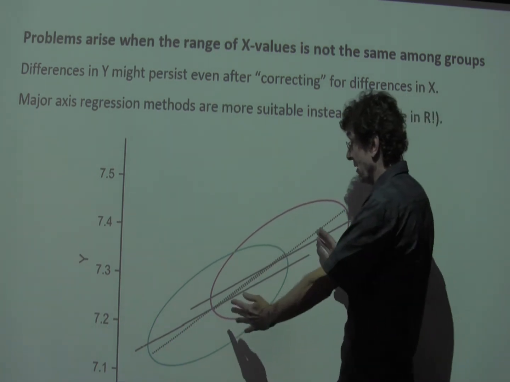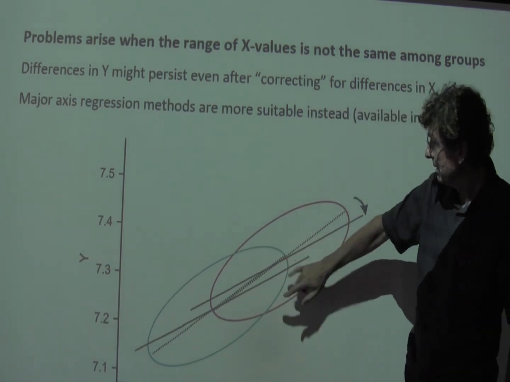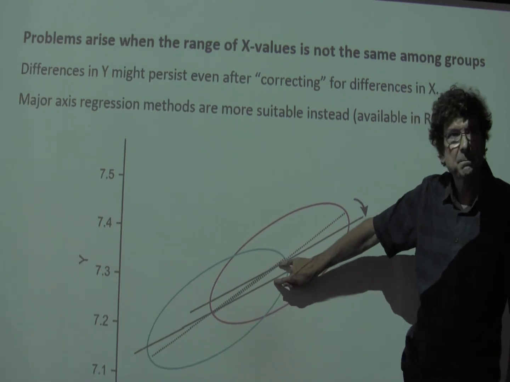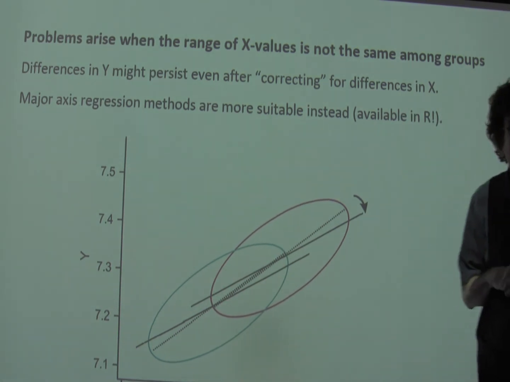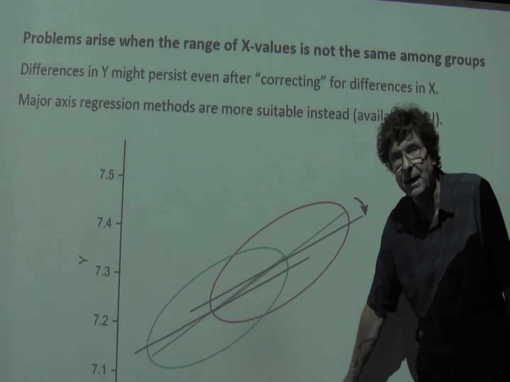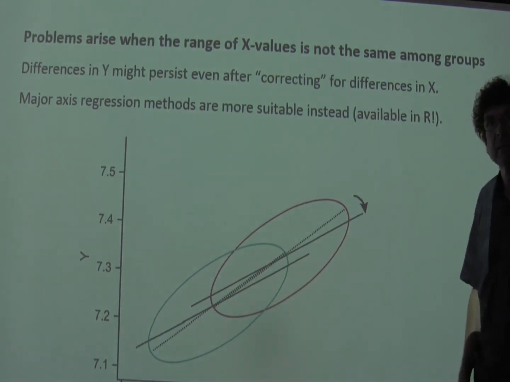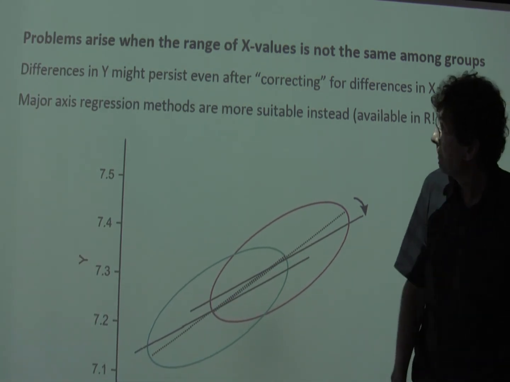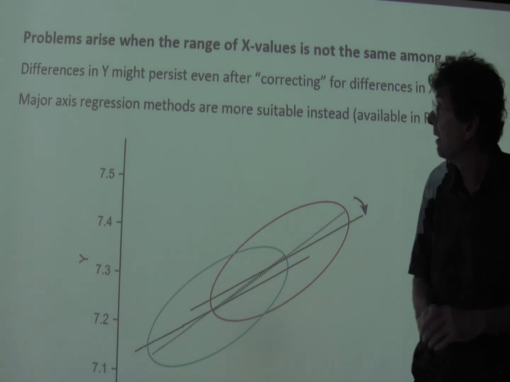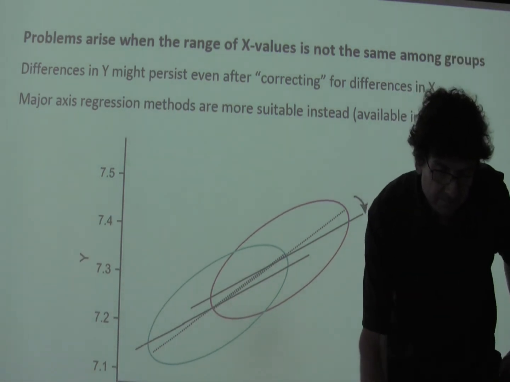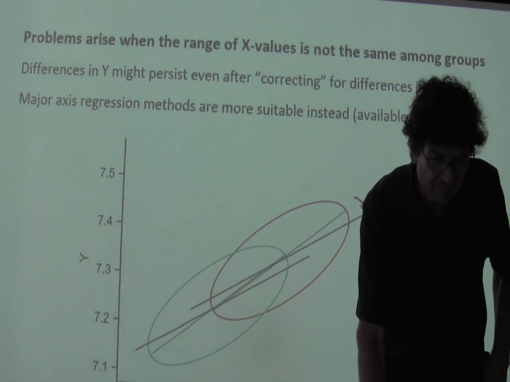But if these two groups are offset as shown here, you will detect a difference between those two groups in this y variable after correcting for body mass, but that is an artifact. And there are other methods, major axis regression and so on, that overcome those artifacts.